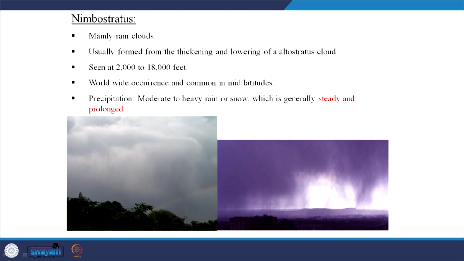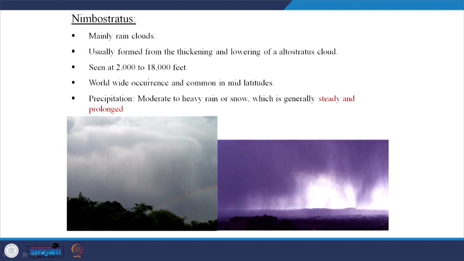A nimbostratus cloud, which is again a mid-level cloud, these are the main rain clouds. Apart from the cumulonimbus clouds, nimbostratus clouds are the clouds which bring rain, a reasonable amount of precipitation. The cumulonimbus clouds bring heavy amounts of precipitation, but nimbostratus clouds bring moderate to high amounts of precipitation for most of the latitudes. So, this is seen worldwide. You can see it everywhere, and it is most common in mid latitudes, that is 30 to 60 degree latitudes.